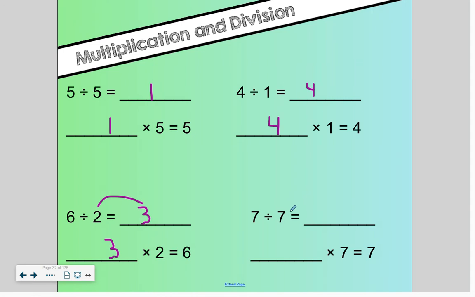And our last problem, 7 divided by 7. Similar to 5 divided by 5, I know that 7 divided by 7 is 1. I'll check with multiplication. 1 times 7 is 7. So as you get better at multiplication, you're also getting better at division. As long as you think about the relationship between multiplication and division, it will help you solve various problems.